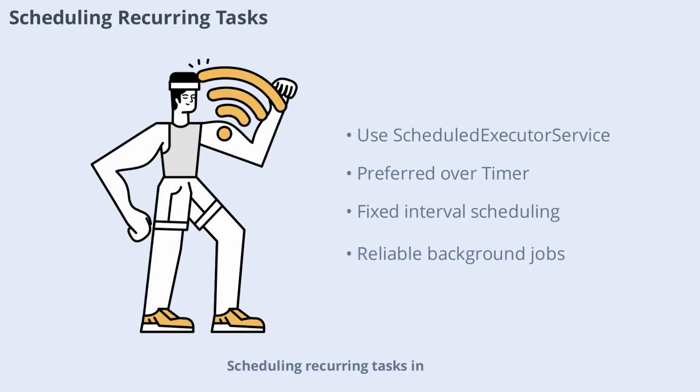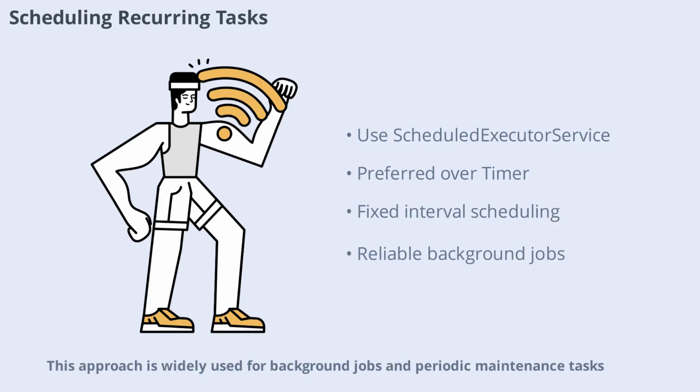Scheduling recurring tasks in Java is straightforward with ScheduledExecutorService. It's preferred over Timer for its reliability and flexibility. You can schedule tasks to run at fixed intervals, such as every 10 seconds, ensuring consistent execution. This approach is widely used for background jobs and periodic maintenance tasks.